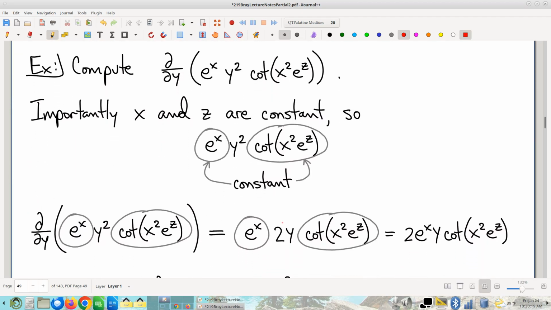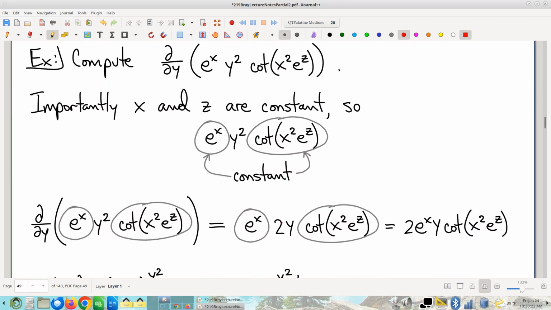Let's actually compute a partial derivative. This looks like a hard one that we're starting off with. Look at this monster.